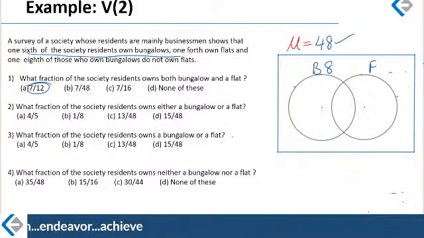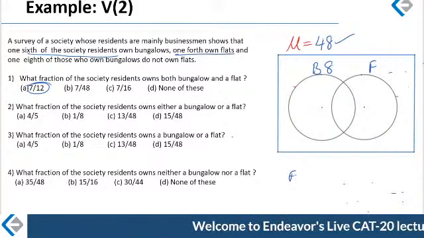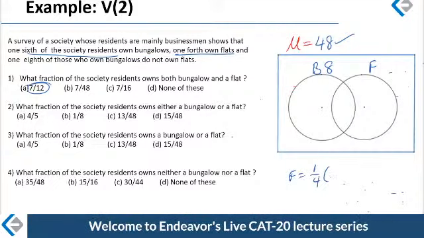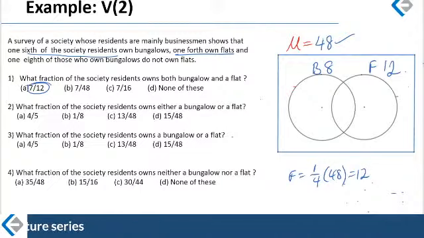That's what you say. Then they come to the second point: 1/4 own flats. How many own flats? 1/4 of what? 48. Therefore, what is that number? 12. Therefore, 12 of them own flats. That's what you would have written there. Good. So that's the second piece of information.